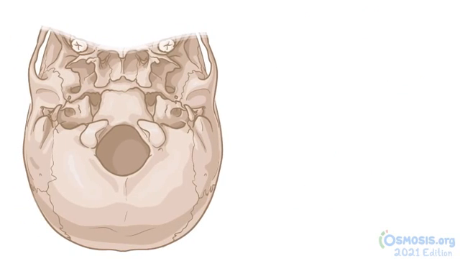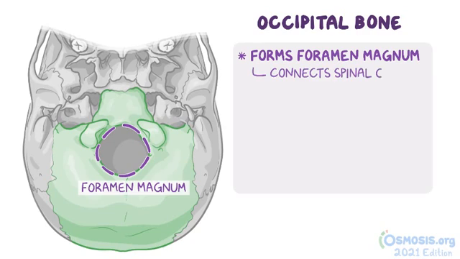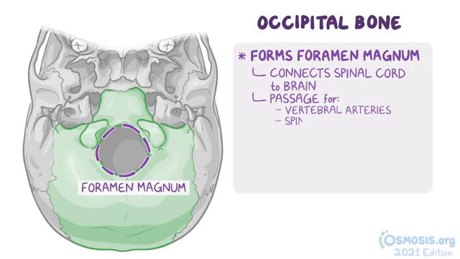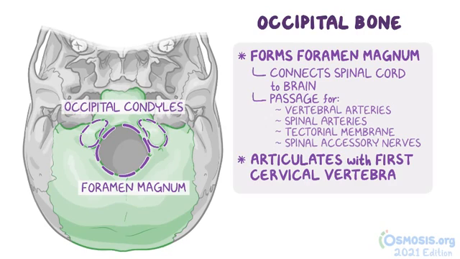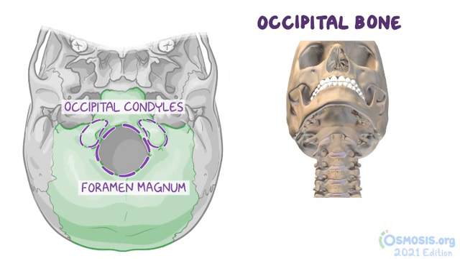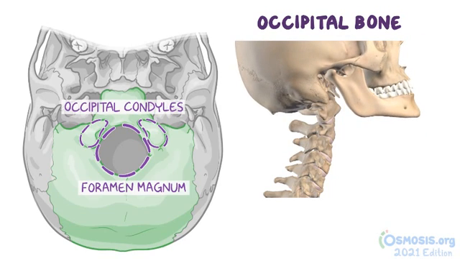Now, behind the vomer and sphenoid bones are the occipital and temporal bones. The occipital bone has 4 parts and forms the foramen magnum, which is where the spinal cord connects to the brain and also serves as a passage for the vertebral arteries, the spinal arteries, the tectorial membrane, and the spinal accessory nerves. Laterally, there are the occipital condyles, which articulate with the first cervical vertebra, or atlas, through a mobile joint that allows us to move our head forward, backward, and laterally.